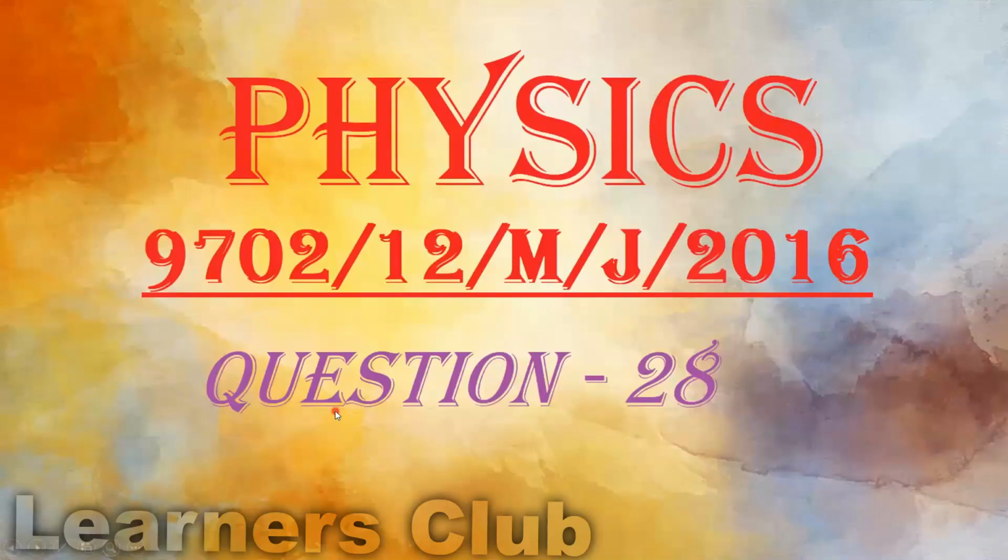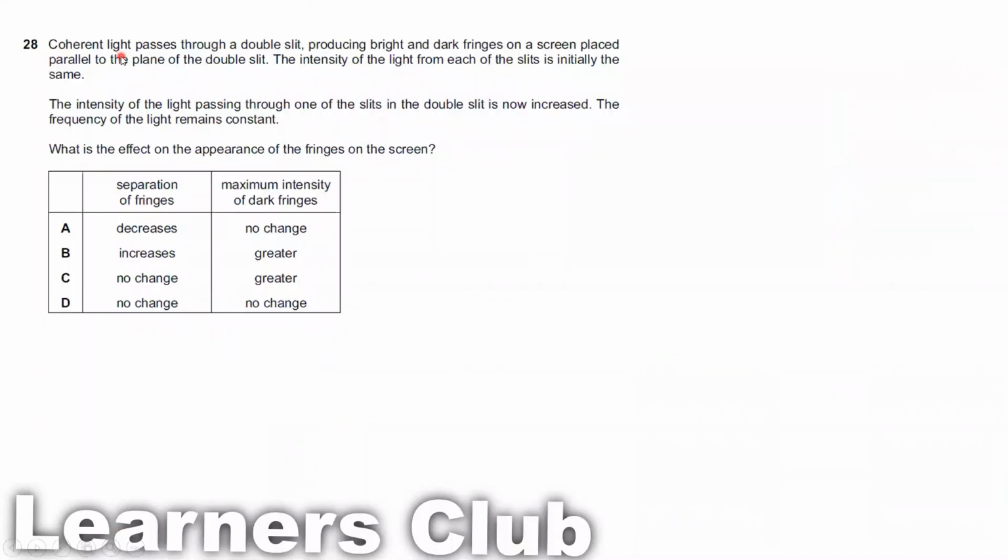Question 28. Coherent light passes through a double slit, producing bright and dark fringes on a screen placed parallel to the plane of the double slit. So we have a double slit. We have coherent light passing through. Coherent light means light with a constant phase difference. When they pass through, you get fringes of dark fringe and bright fringe.